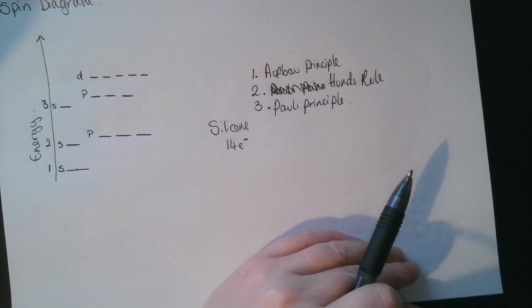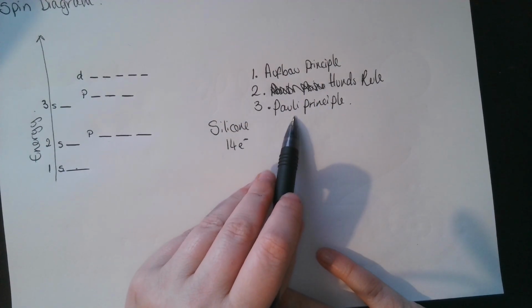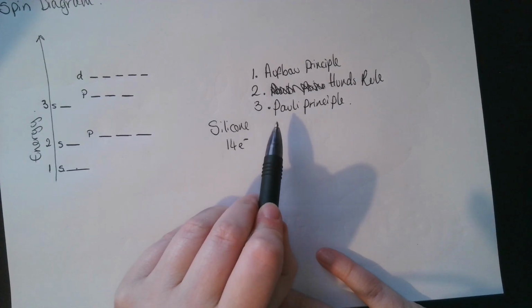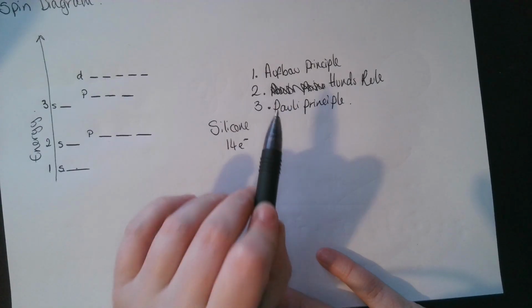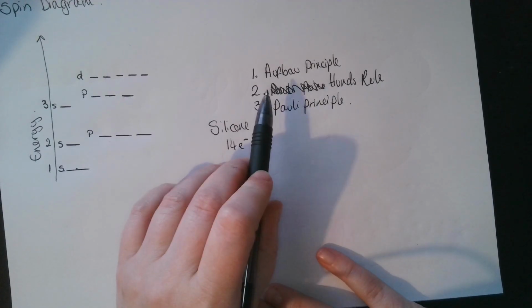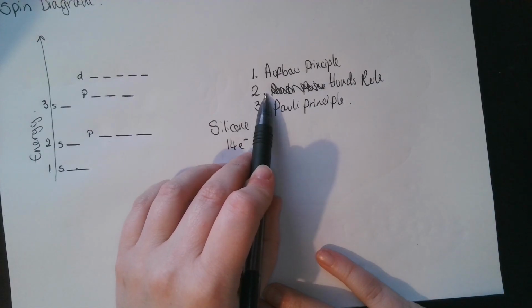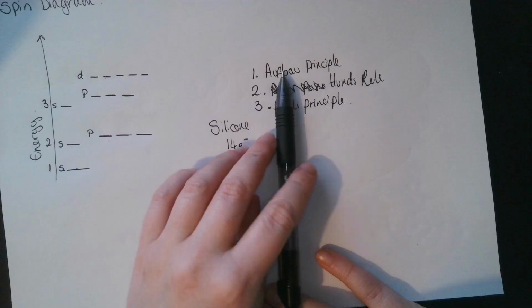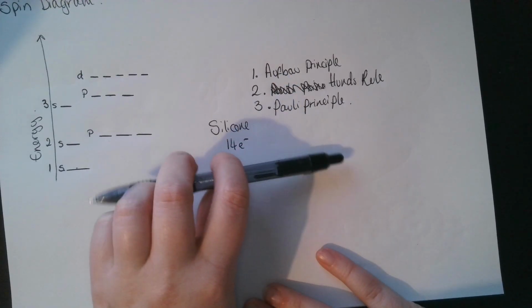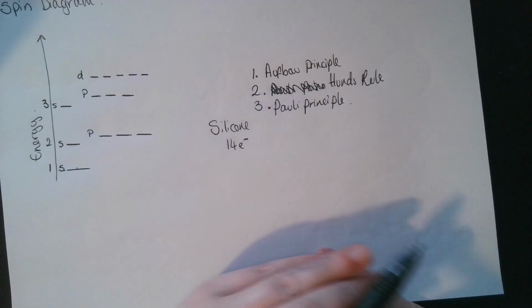Essentially, these are the 3 rules which tell us that, from Pauli, no 2 electrons can occupy the same space. Hund's rule is that the lowest occupied energy level must be singly placed before we pair them. And Aufbau is that we fill it in from lowest energy to top energy.